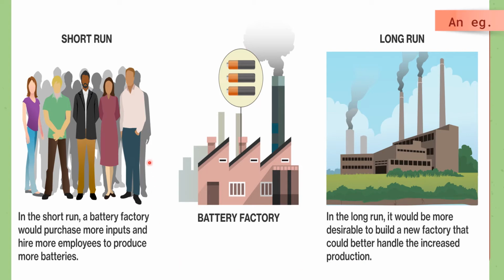So suppose there is an increase in demand in the short period. How are they going to meet this demand suddenly? All they can do is buy more raw materials and maybe hire more unskilled labor. It is difficult to get skilled labor overnight. But in the long run, if they want to cater to the increasing demand for batteries, it would be better if they started up more factories, more sheds, more units, so as to handle the increased demand in the long run, or the long time period.